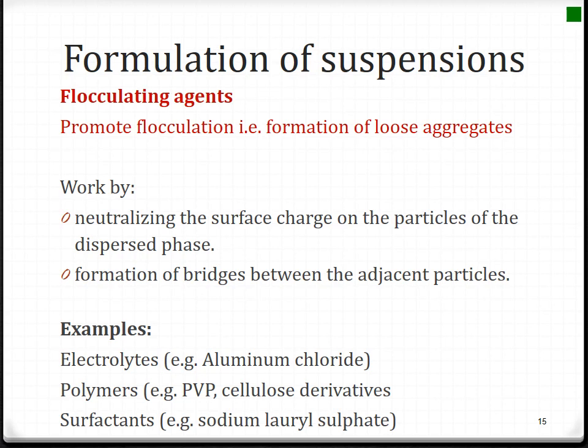When using the flocculation approach, a flocculating agent is added to the formulation. Flocculating agents work either by neutralizing the surface charge on the particles and therefore reducing the repulsion forces, or by binding to two or more particles, forming bridges between them. Flocculating agents could be electrolytes such as aluminium chloride, polymers such as PVP or cellulose derivatives, or surfactants such as sodium lauryl sulfate.